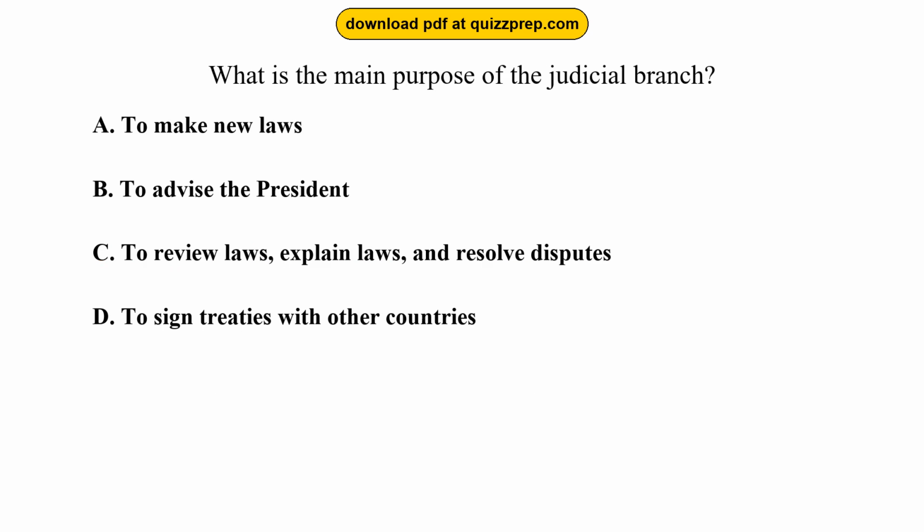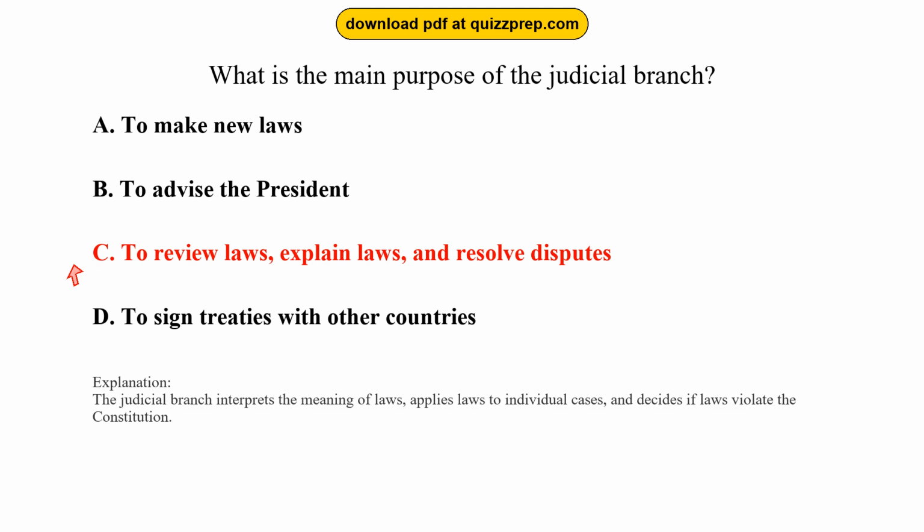Question 65. What is the main purpose of the judicial branch? Option A, to make new laws. Option B, to advise the president. Option C, to review laws, explain laws, and resolve disputes. Option D, to sign treaties with other countries. The correct answer is option C, to review laws, explain laws, and resolve disputes. The judicial branch interprets the meaning of laws, applies laws to individual cases, and decides if laws violate the Constitution.